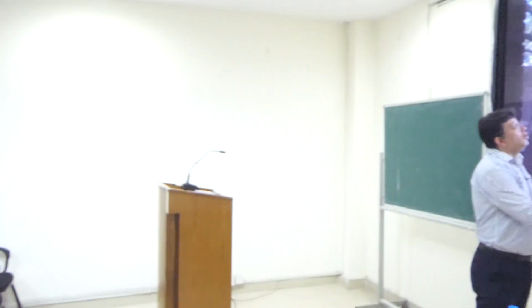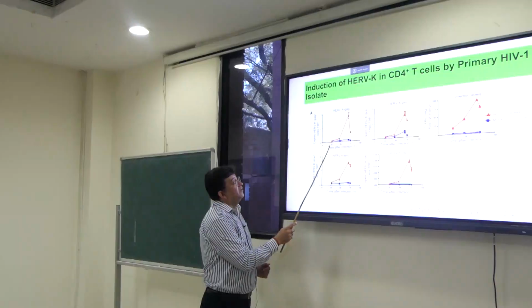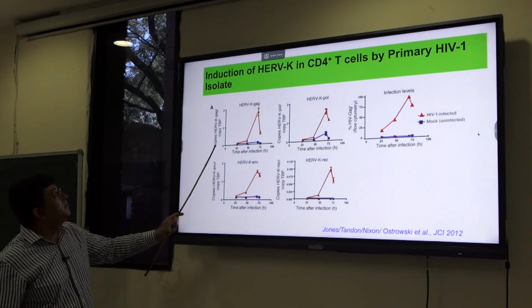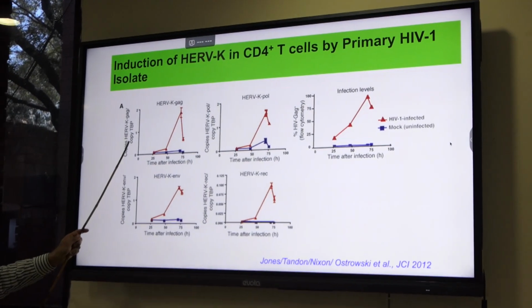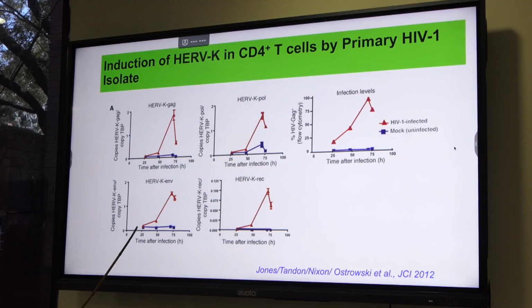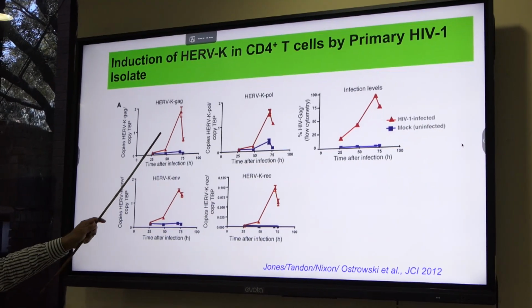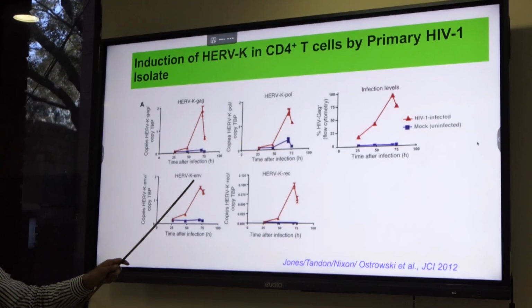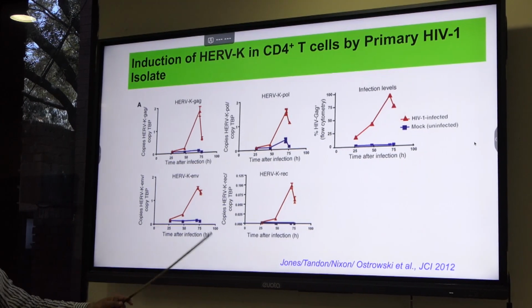We purified CD4 cells and infected them with the HIV isolate, and then we followed at 25 hours, 50 hours, 75 hours. You see the red one. Red indicates copies of HERV-K GAG per TBP. TBP is a housekeeping gene. It's a real-time PCR study. You see that there is an increase in the copy number of HERV-K and then it goes down because the cells start dying, because you infected with HIV.